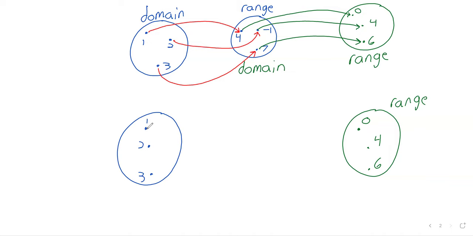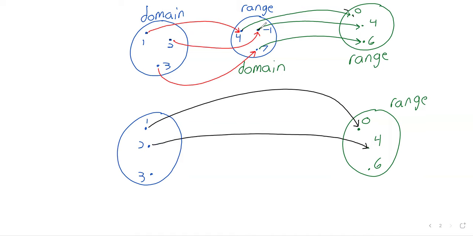And following the arrows, one goes to four, and then four goes to zero. So the composition sends one to zero. Two goes to negative one, goes to four. So two is sent to four. Three goes to seven, goes to six. So three goes to six. So this is composition.